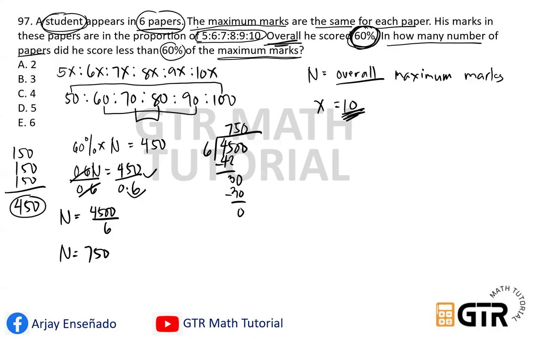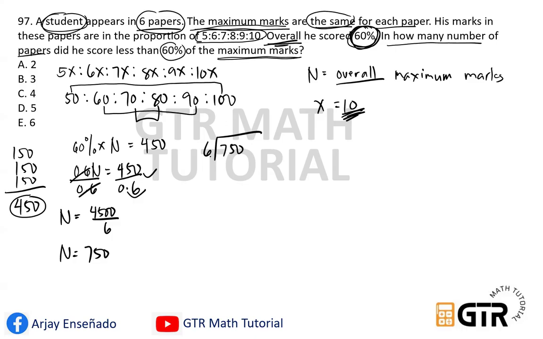Since according to the problem, the maximum marks are the same for each paper, we just divide 750 by 6. So 750 divided by 6. Let's divide 750 by 6 to get the maximum mark for each test.